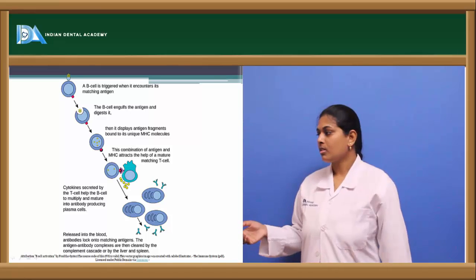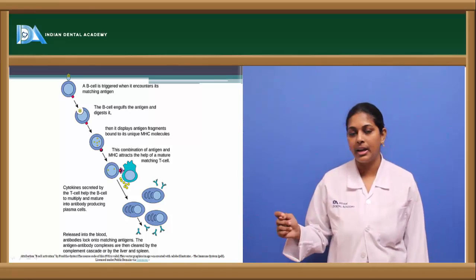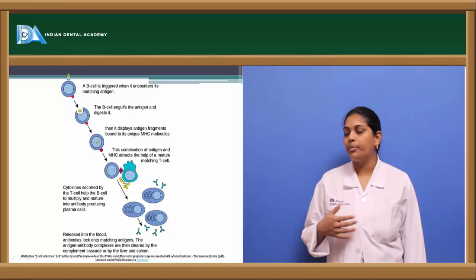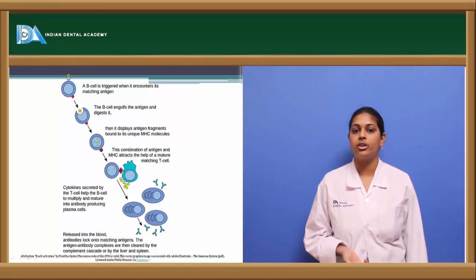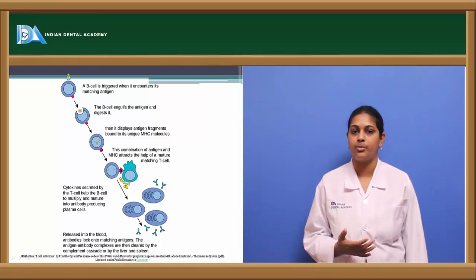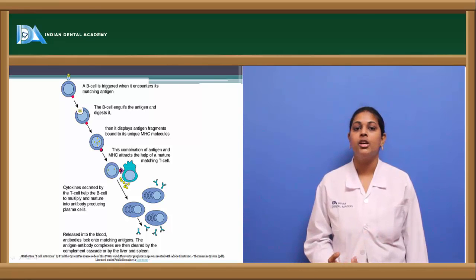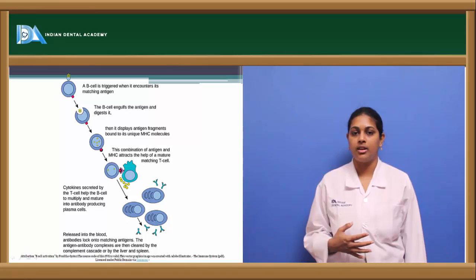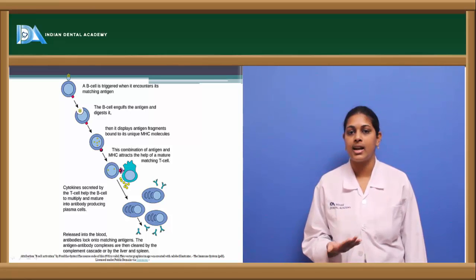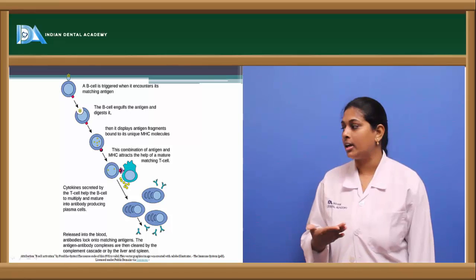These cytokines usually help the B lymphocytes to multiply and further differentiate into plasma cells and start producing the antibodies. So this is what happens once the B lymphocyte recognizes the antigen: phagocytosis occurs, it attracts the T lymphocyte and then releases the cytokines. These cytokines help in production of the antibodies.